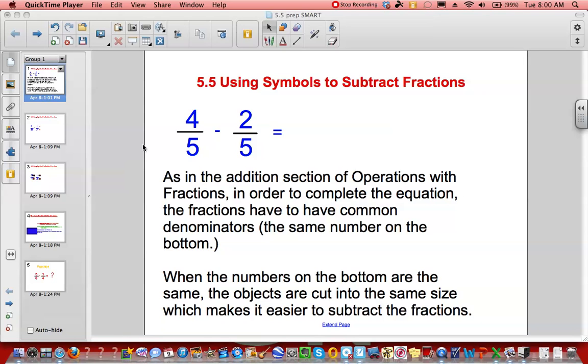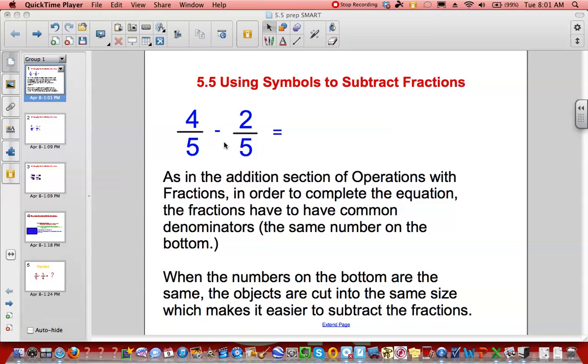Section 5.5, using symbols to subtract fractions. As in the addition section of operations with fractions, in order to complete the equation, the fractions have to have common denominators. They have to have the same number on the bottom. When the numbers on the bottom are the same, the objects are cut into the same size, which makes it easier to subtract the fractions.